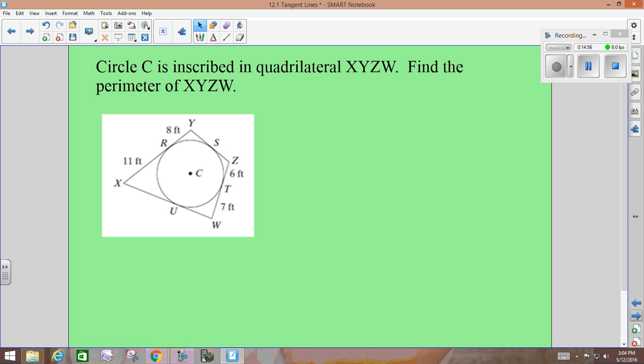This one's on your note packet. Circle C is inscribed in quad XYZW. Inscribed means it's on the inside. We have to find the perimeter of quad XYZW. Sam, how do you find the perimeter of any polygon? So I know XY is 19. And I can figure out that ZW is 13. Sam, how are we going to figure out what the other side lengths are?